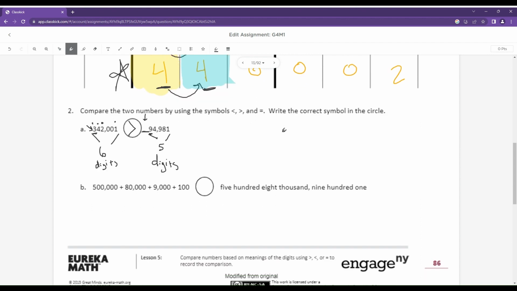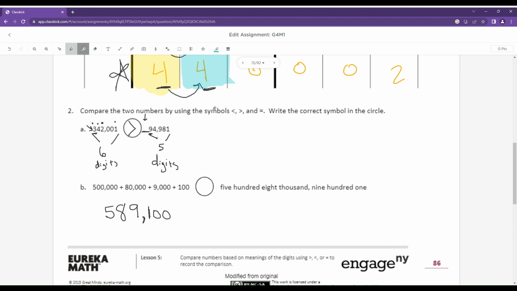This time I need to compare two numbers in different forms. Over here I have a number in expanded form. Over here I have a number in word form. So first thing I'm going to do is make sure that I put both of these into standard form. So 500,000 would be a 5 in the 100,000s place. 80,000 would be an 8 in the 10,000s place. 9,000 would be a 9 in the thousands place. I put my comma. I have 100, but I don't have any 10s or 1s, so I need to use my placeholder zeros to make sure that all the digits end up in their respective place values.